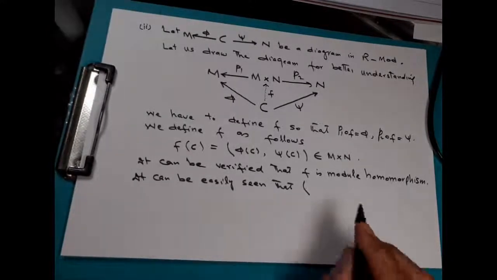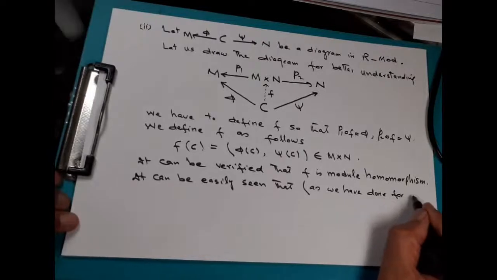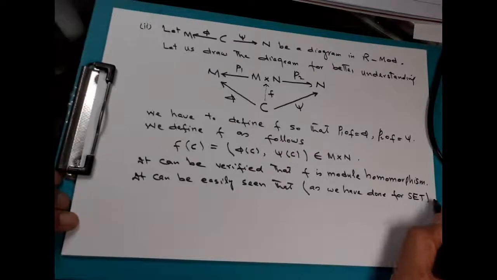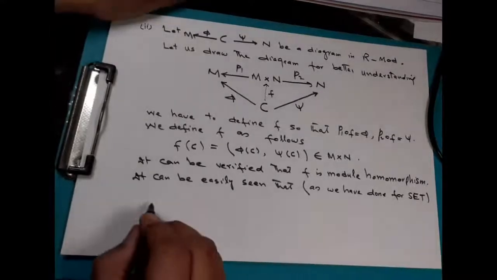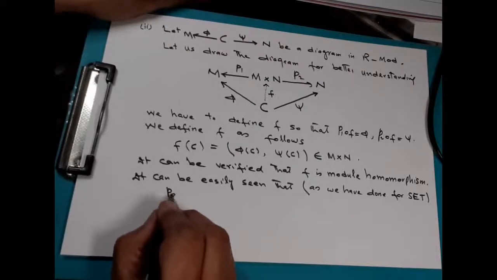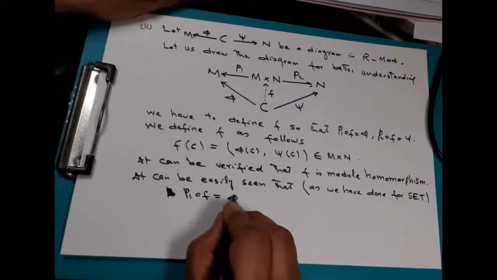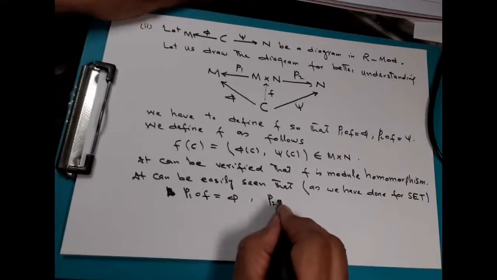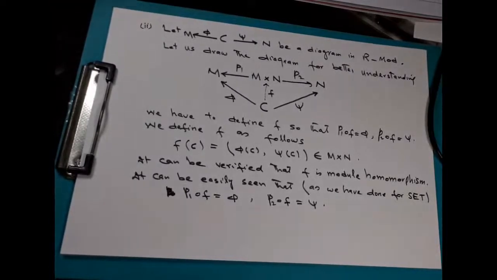as we have done in the category of sets, where we considered the Cartesian product of two sets. So it can be easily seen that composition of P1 with F is equal to phi, and composition of P2 with F is equal to psi. This is exactly the same as we have done for the case of Cartesian product. Uniqueness is again the same, but let me do that just to make you understand these things better.